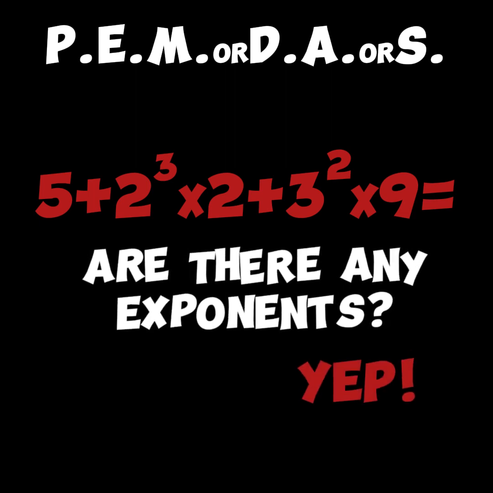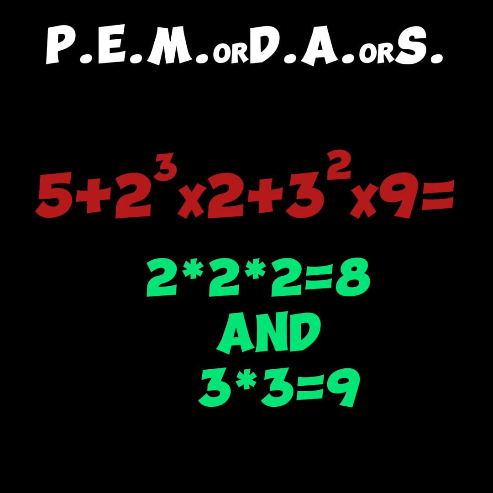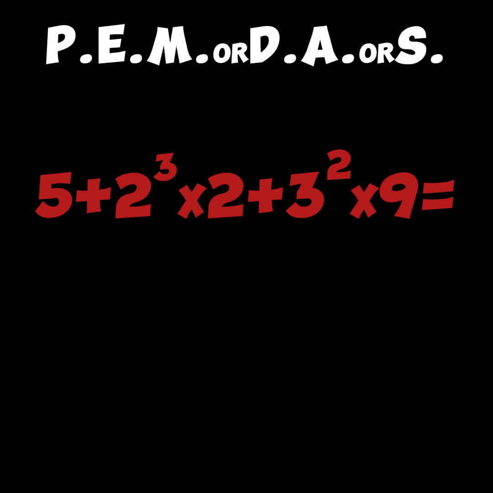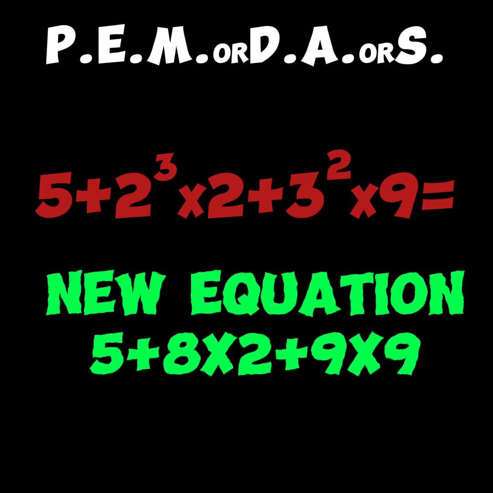Next, we check for any exponents. We have 2 exponents, 2 to the third power and 3 to the second power. That's 2 times 2 times 2, which is 8, and then 3 times 3, which is 9. So now the equation reads 5 plus 8 times 2 plus 9 times 9.